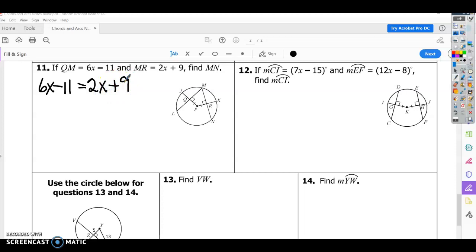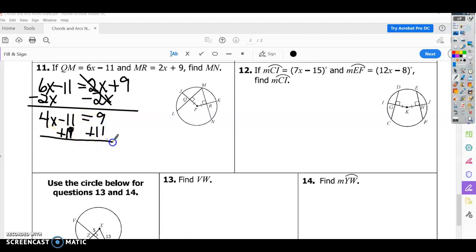So the first thing I want to do is solve for x. So minus 2x. Alright, so 4x is going to equal 9 plus 11, which is 20. Divide by 4, x equals 5.